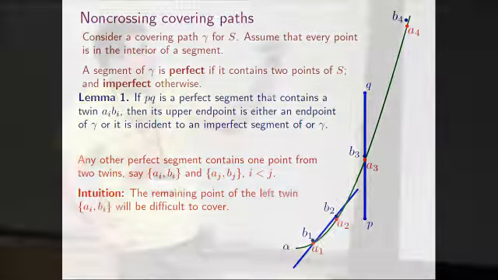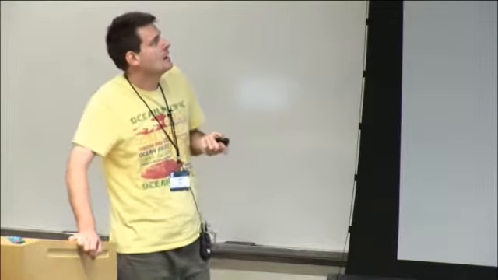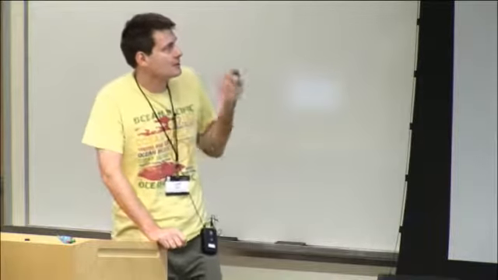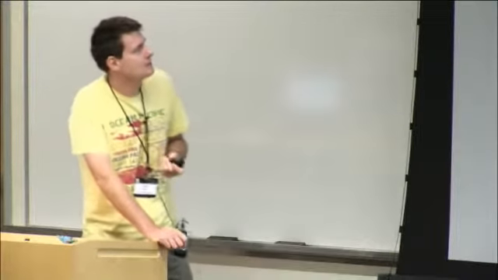Then once you have these points, we want to say something about the covering path. So let's take an arbitrary covering path, and it has two types of segments. Either a segment is perfect if it covers two points, that's the best it can do, or it's imperfect. Of course, we want to say something about that. Most segments are, or many segments are not perfect. So how could a segment be perfect?